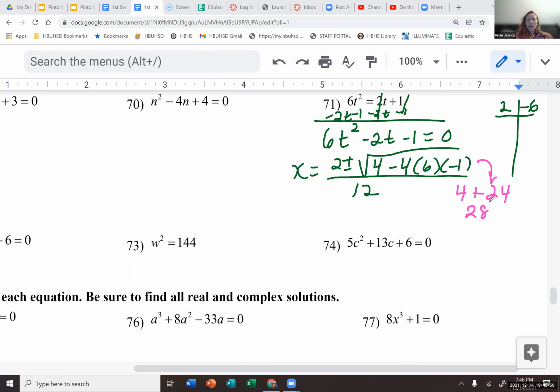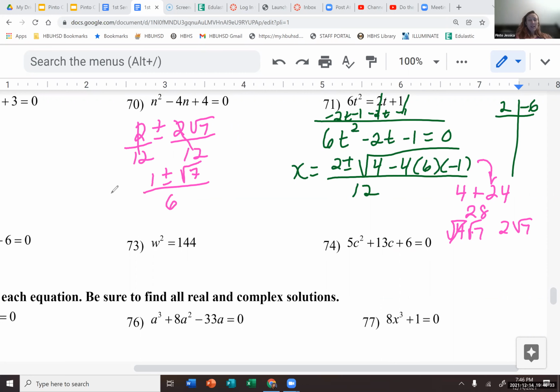So I get 28, and we know 28 is divisible by 4. It's 4 times 7. And we like 4 because we take the square root of 4 and we get 2 rad 7. Oh, geez, so then we're going to have to reduce this. So I'm going to get 2 plus or minus 2 rad 7, all divided by 12. So I'm going to divide by 12 here and then divide by 12 here, giving me 1 plus or minus rad 7, the 2's cancel, all divided by 6. And then this would be my final answer. Really nice.